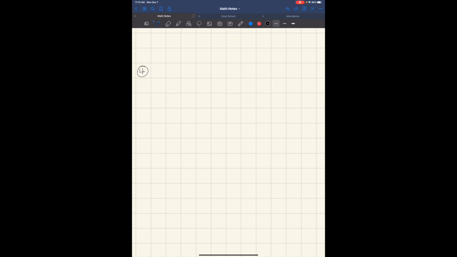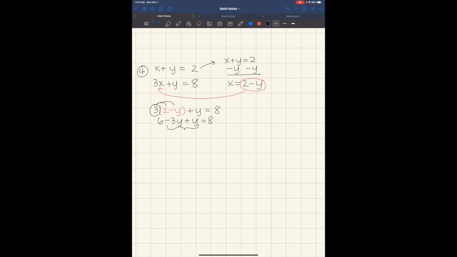For number 4, I've got x plus y equals 2 and 3x plus y equals 8. I need to solve one of them for a variable, so I take x plus y equals 2 and subtract y from both sides. Then I'm going to take 2 minus y and plug it in for x in the other equation. And I solve for y, and I'm going to end up getting negative 1 after distributing, combining like terms, and solving.